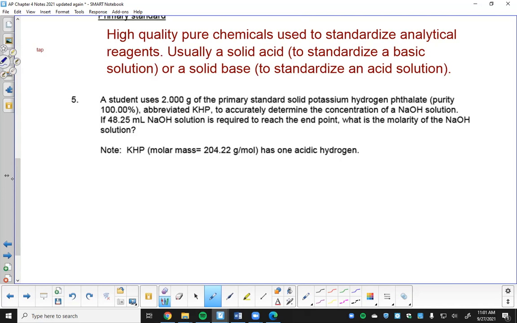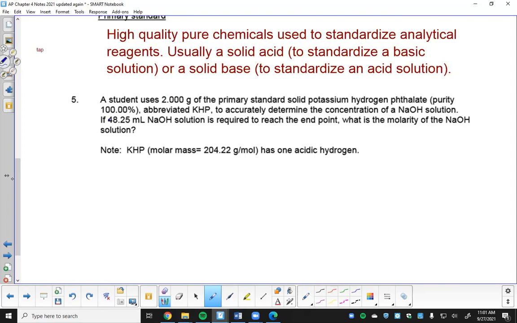So a student uses 2 grams of the primary standard solid potassium hydrogen phthalate. It's got a purity of 100% in this case. It's abbreviated as KHP because nobody likes writing out the formula for potassium hydrogen phthalate. We want to use that to accurately determine the concentration of a sodium hydroxide solution. If 0.5 milliliters of sodium hydroxide is required to reach the endpoint, what's the molarity of the sodium hydroxide?